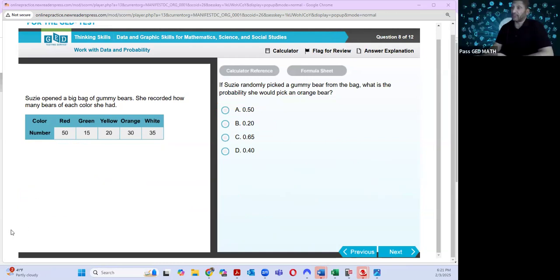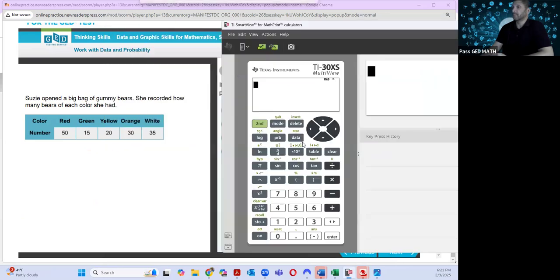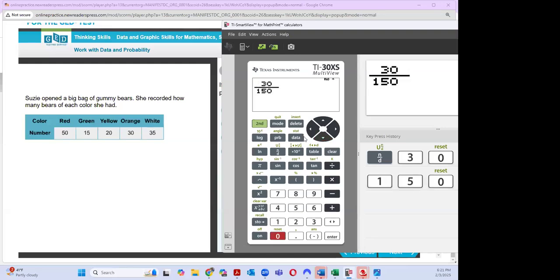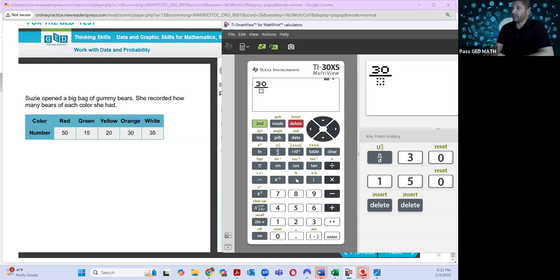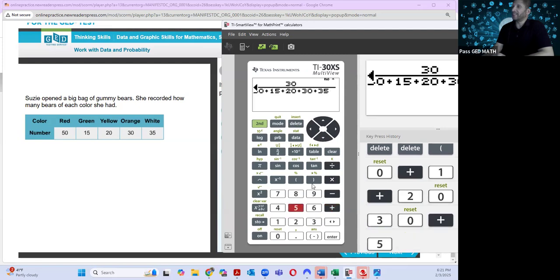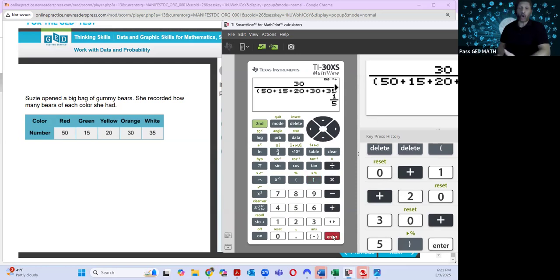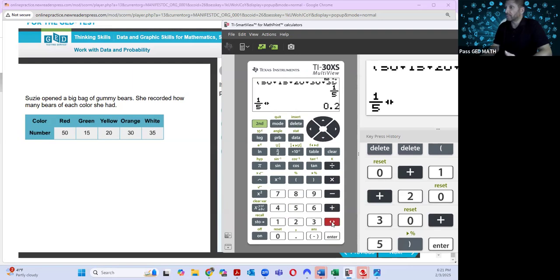So let's do this with the calculator. Okay, and D, 30 over 150. Or if you didn't know it was 150, you could put 50 plus 15 plus 20 plus 30 plus 35. All you had to know is selected outcomes over total outcomes. I'm gonna hit enter. If you notice, it already reduces it to lowest terms, 1/5. I want to change that to a decimal. Done. 15 seconds.